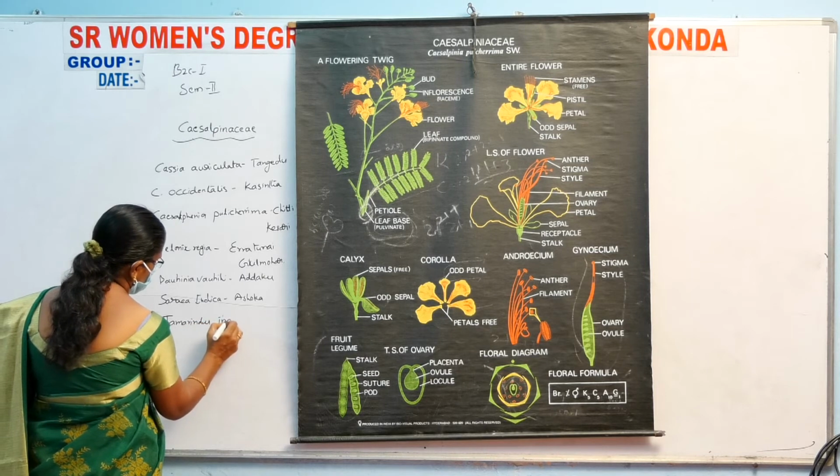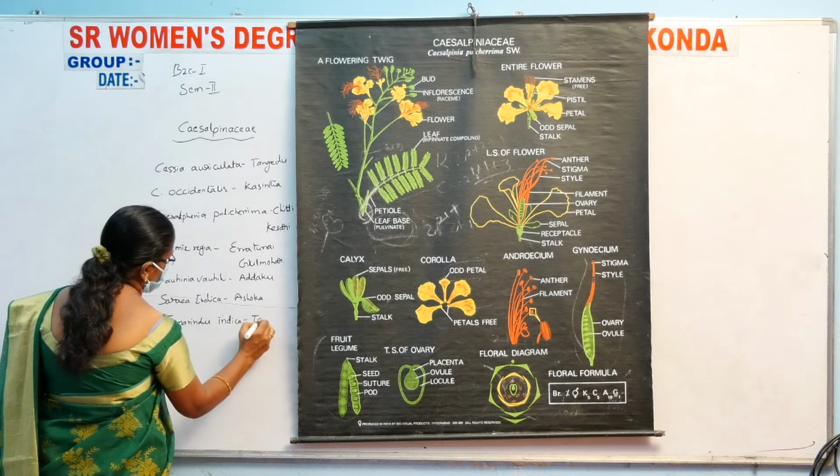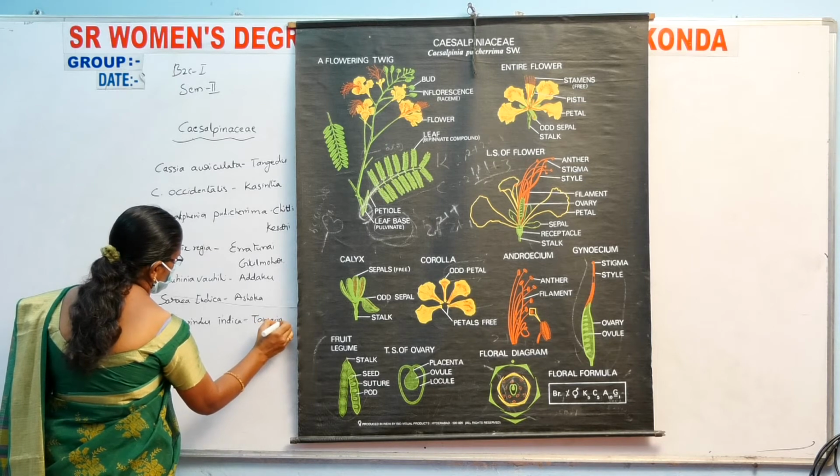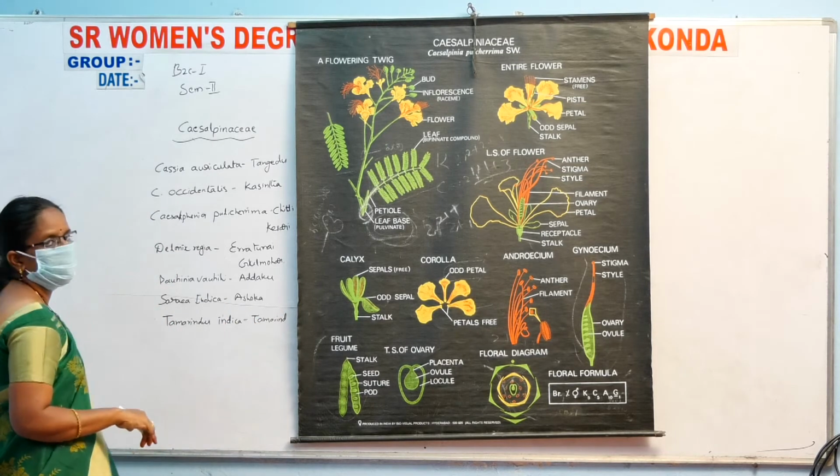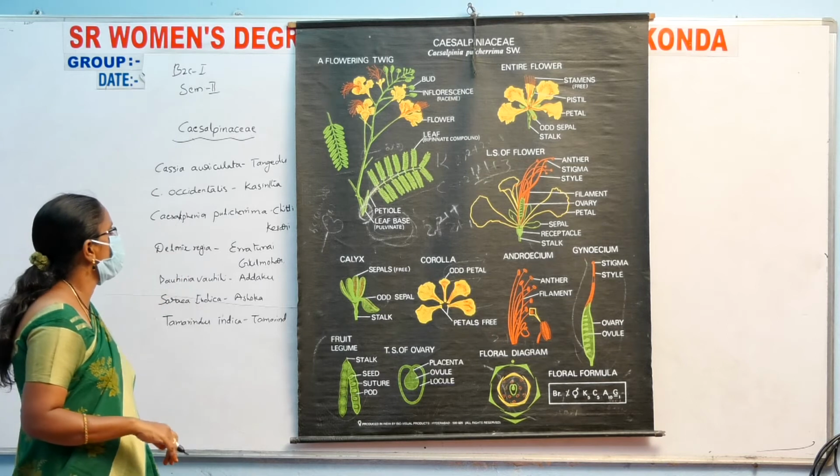Tamarindus indica. Tamarind. Tamarindus indica, tamarind or Chinta. These are the examples of Caesalpinaceae.